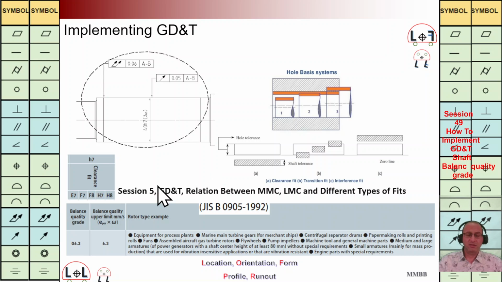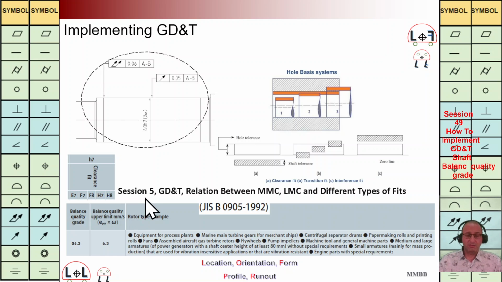And in that session, we highlighted that if you are going to have a clearance fit, and for the shaft we use H7, then as we can see at the left hand side, we have these possibilities to use these tolerances for the hole in order to have a clearance fit. If you would like more information about that, please see session 5.